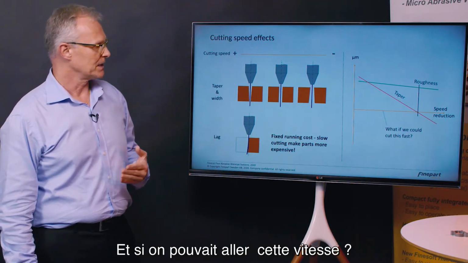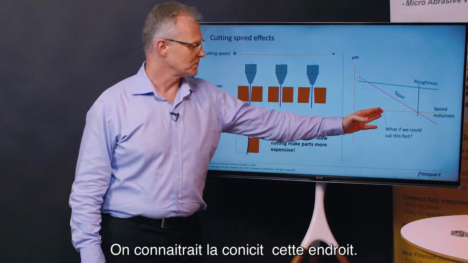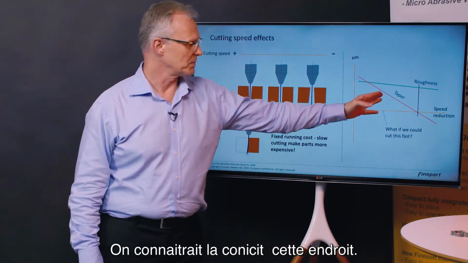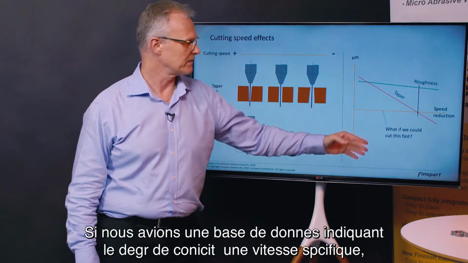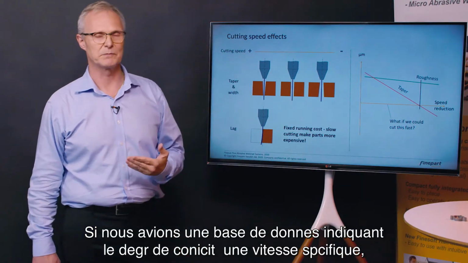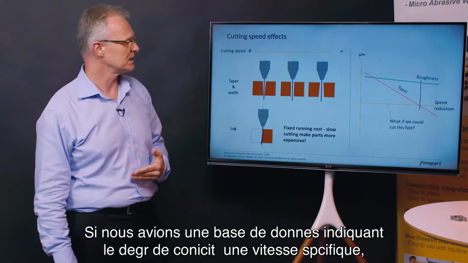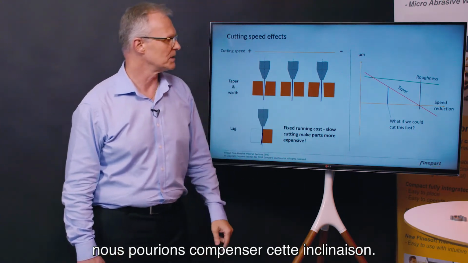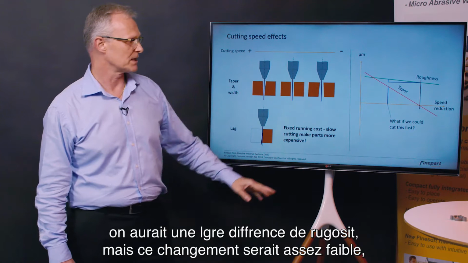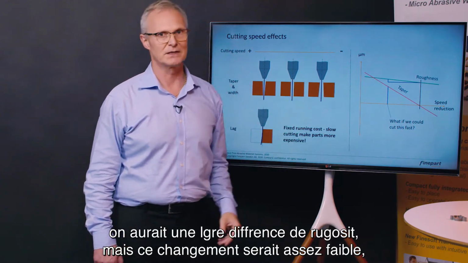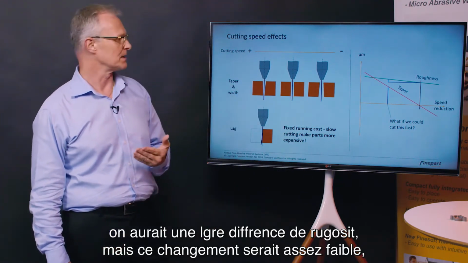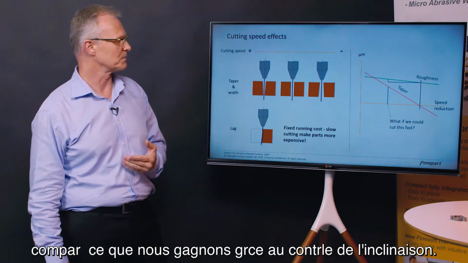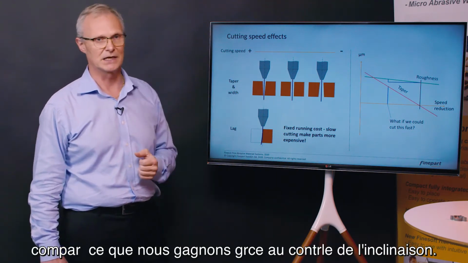So what if we could go this fast? We know how much taper we have here. If we can have a database saying how much taper we have at a specific speed, we could compensate for this taper, and we would have a slight difference in roughness, but the roughness change is fairly low compared to what we gain in the taper control.